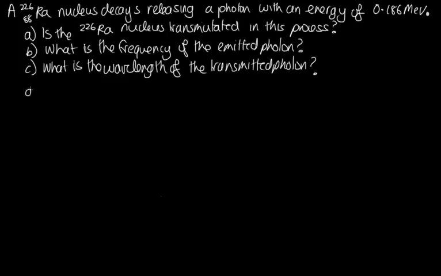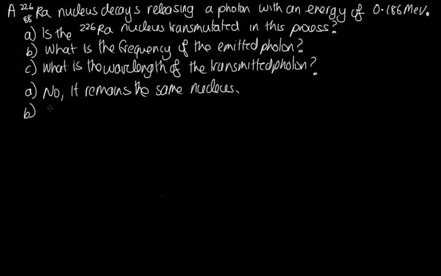Okay, so part A. In this case, the nucleus is just releasing a bit of energy. It's not actually being transformed into something else. So no, it remains the same nucleus. Part B, we need to use our formula E = hf, where h is Planck's constant. We've got the energy here. We'll need to convert it into joules to put it in here, and then we can calculate the frequency.